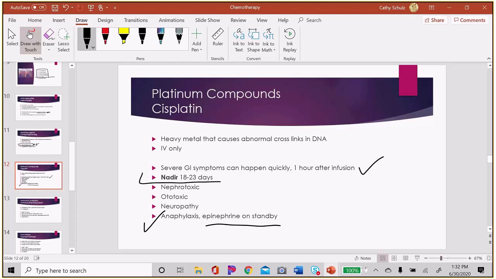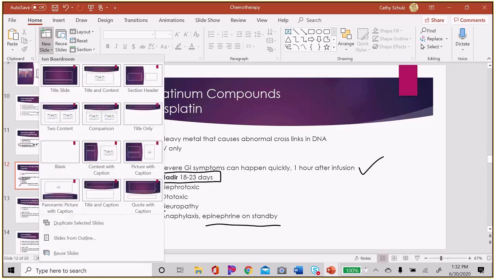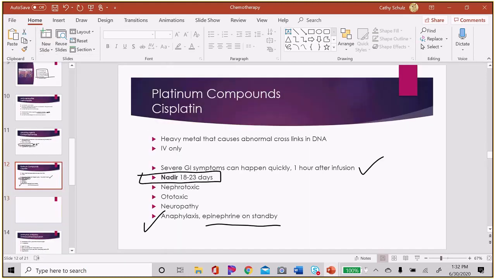Right here you'll see, and this will be very important when we talk about growth factors, is something called the nadir. And nadir means lowest point. Like the apex is the highest point, the nadir is the lowest point. And what this is saying is 18 to 23 days after the patient's infusion of cisplatin, they will experience their lowest levels of cells that are made by the bone marrow.